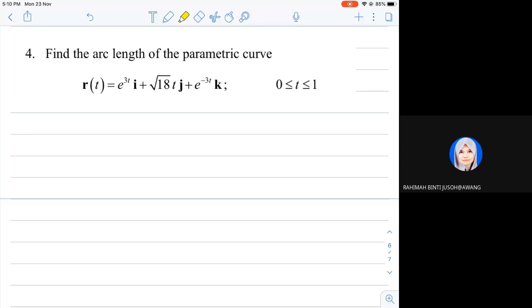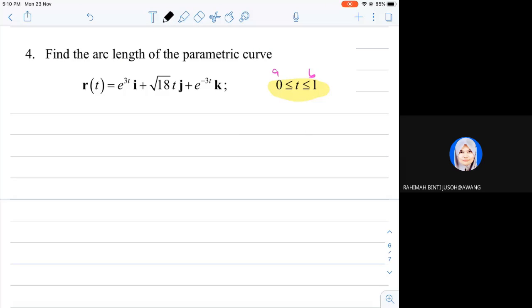Alright, this question is easier because we are already given the interval, so we know the values of A and B. This is the limit of our integration. So what you should do now is just find r prime t. Differentiate e to the power 3t. What should you get? 3e^(3t). Yes. Then differentiate square root 18 multiplied by square root t, yes, we will get square root 18. And then differentiate e to the power negative 3t, it becomes negative 3e^(-3t).